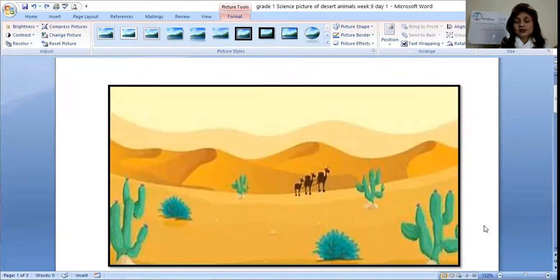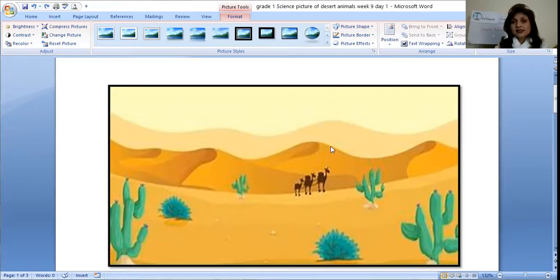You can see in a desert, what do you find there? There is lots and lots of sand. There are sand mountains. Are there trees in the desert? Can you find trees in the desert? No, there are no trees in the desert. There is only sand. It's all covered with sand. You can see these are sand mountains here. But the only plant that grows is a cactus. You can see cactus here. You can see different camels here.